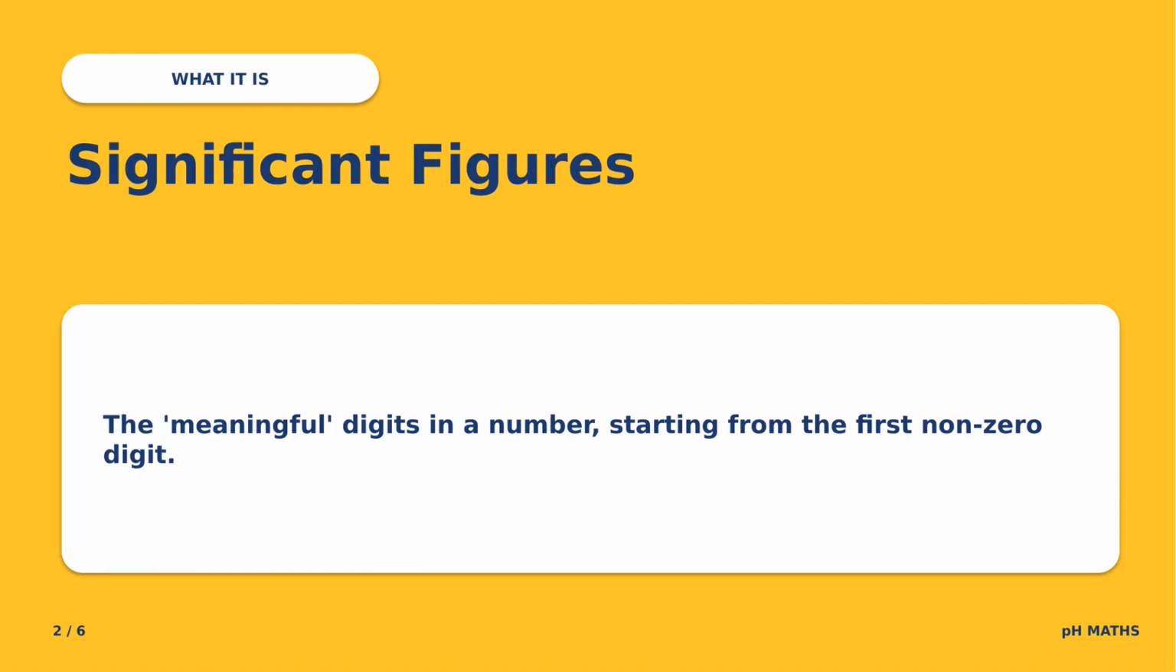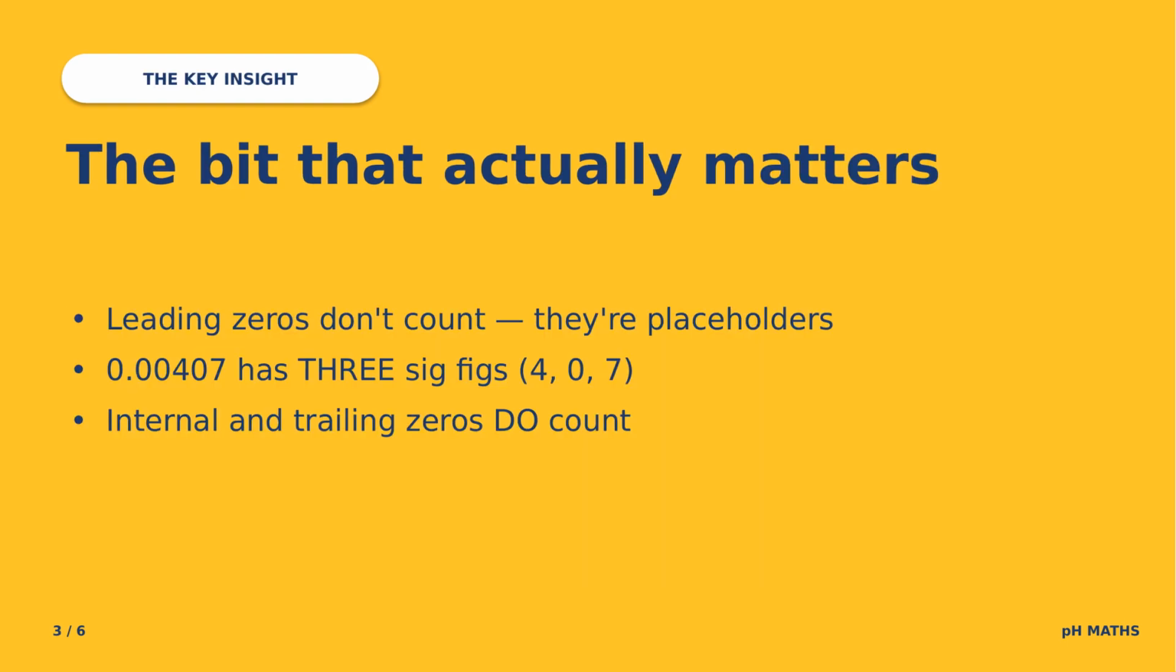Significant figures are the meaningful digits of a number, starting from the first non-zero digit. That first non-zero digit is your starting point. Everything from there onwards, including any zeros in the middle and at the end, counts. The point is to capture the precision of a measurement, not its size. Here's the key insight. Leading zeros don't count. They're just placeholders telling you the magnitude.